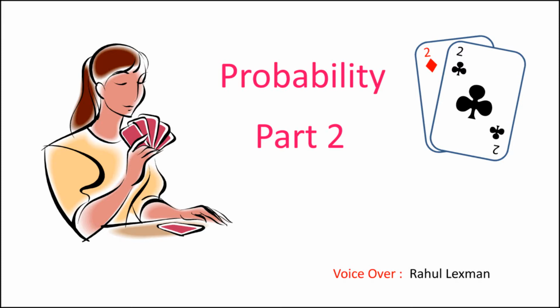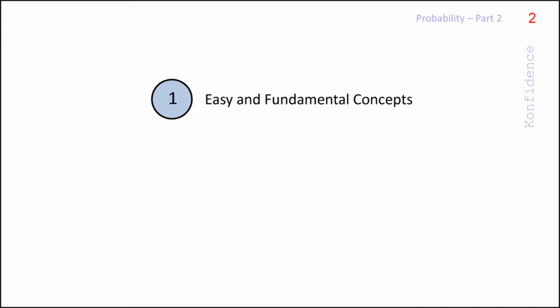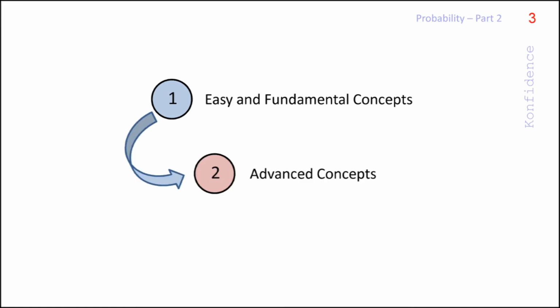Welcome to another discussion on probability. In the presentation Probability Part 1, we learned the fundamental concepts of probability. There, we found how to compute probability in some straightforward situations using the classical method. In this discussion, we shall extend our learning and consider more complex situations. It is our attempt to present these concepts in as simple a way as possible. I request your complete attention for the next 30 minutes.